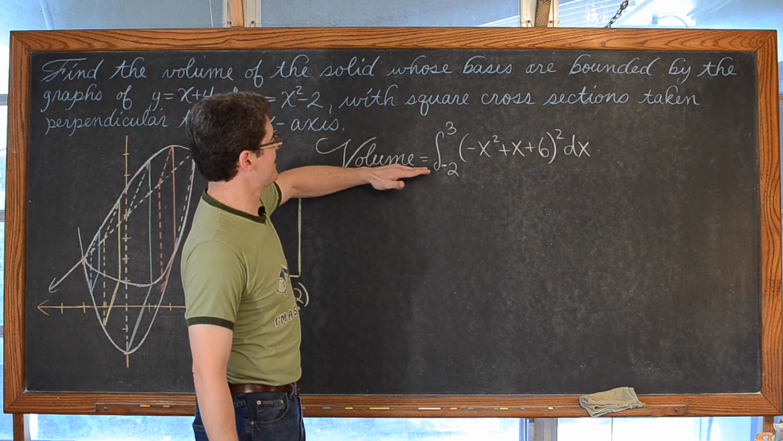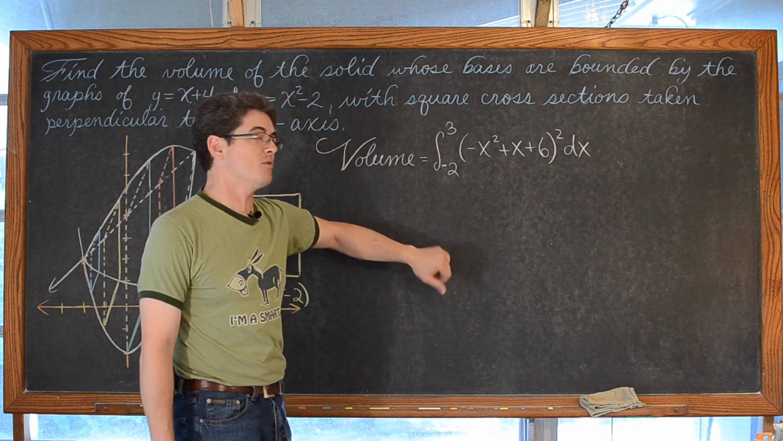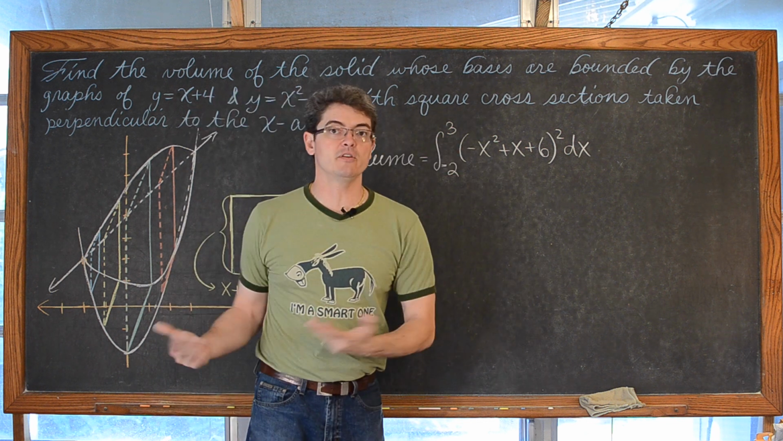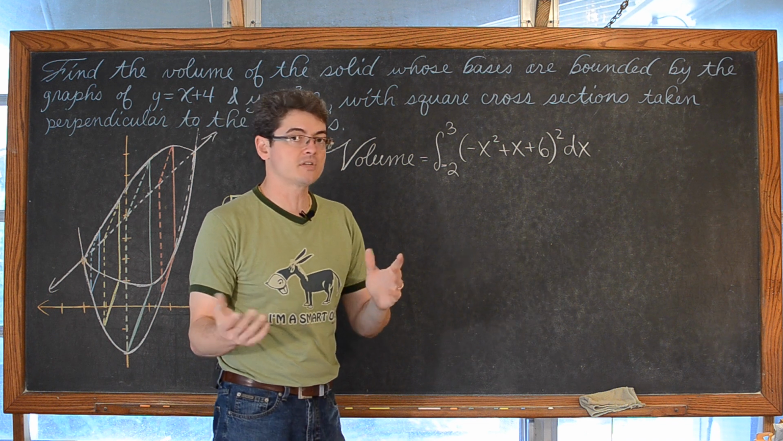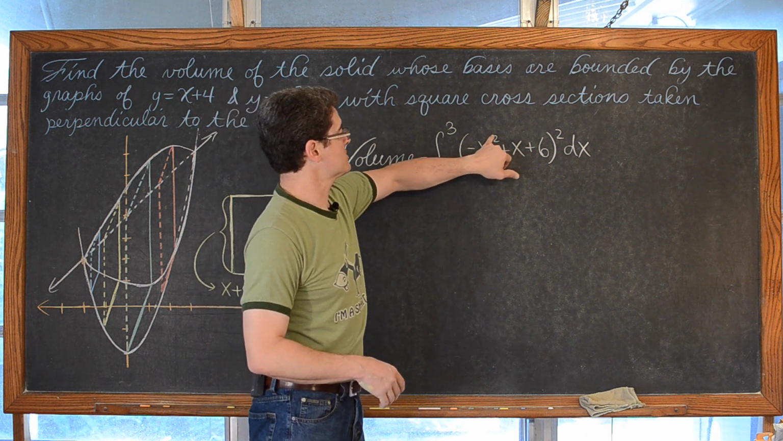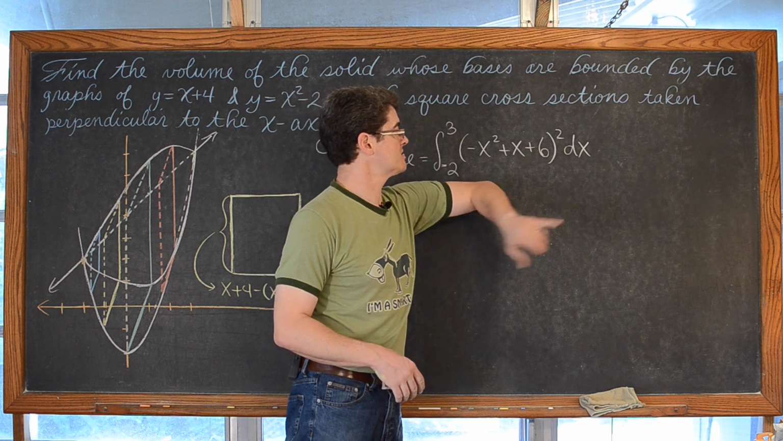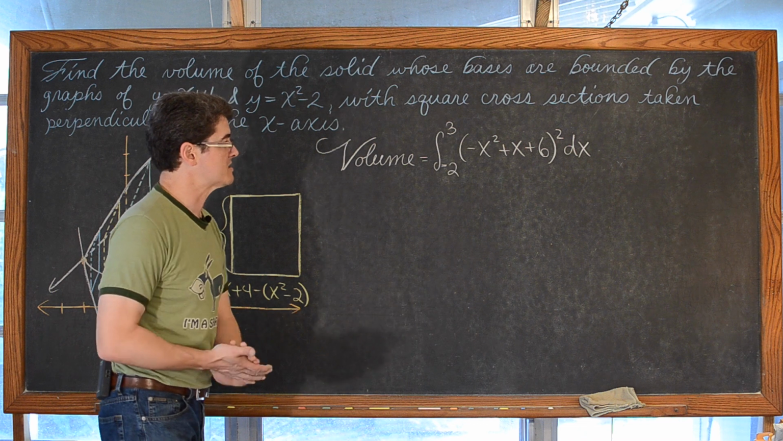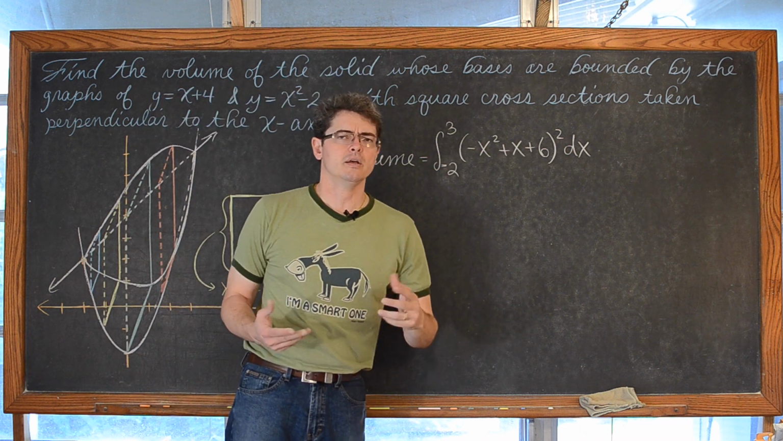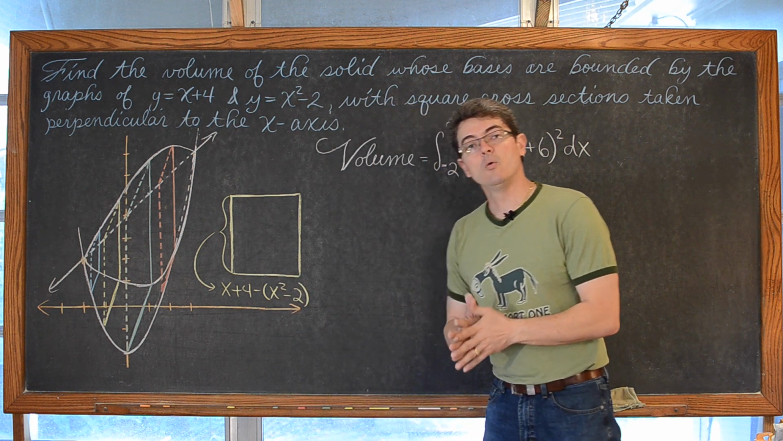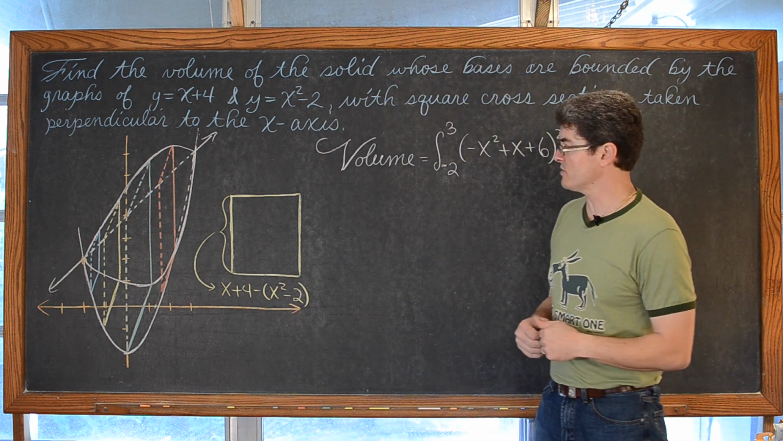The volume, therefore, is equal to the definite integral from negative 2 to the upper limit of 3. We found that in the previous example. It's the same functions again, just a different cross-sectional shape. And then we have negative x squared plus x plus 6, but this time squared. So instead of going through all the algebra step by step, because that's going to be a little bit tedious to square a trinomial, let me step off and reveal the solution one step at a time. This will be very similar to the previous example.